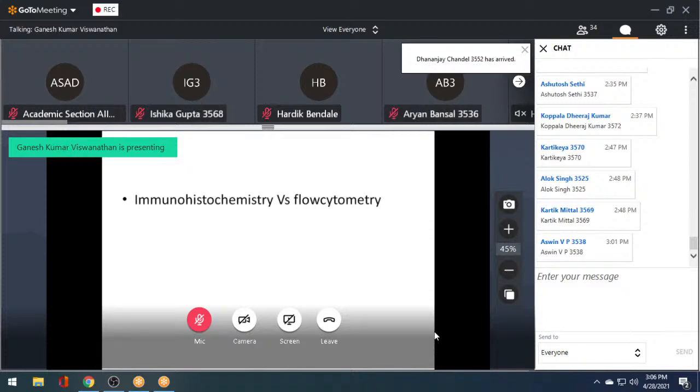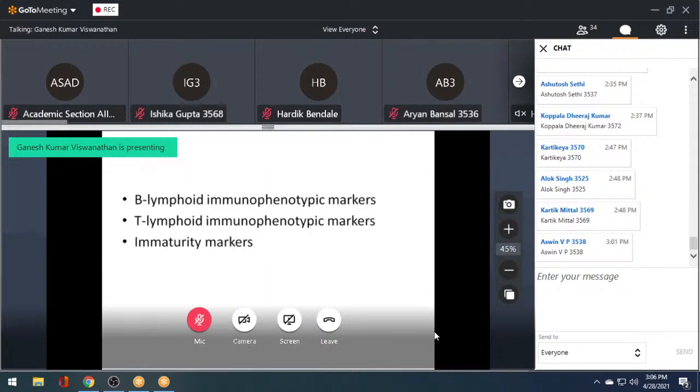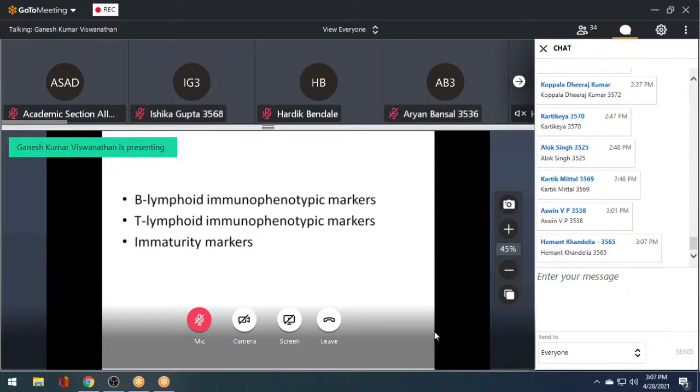Okay. So can somebody tell me about the markers which are specific or indicate a B lymphoid lineage or T lymphoid lineage? Abhinav Agarwal. Yes, sir. Can you name some B lymphoid lineage markers?